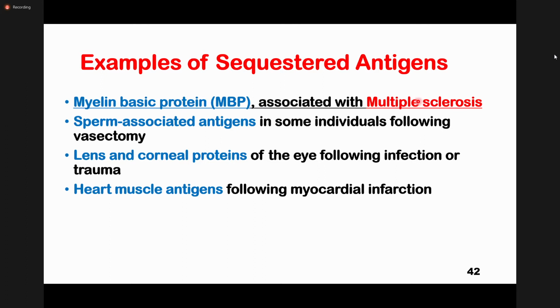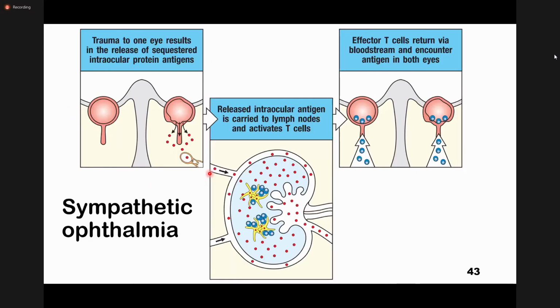There are other sequestered antigens in different forms, maybe in the sperm, in the lens, or also in the heart muscles. Here is an example in the eye. For example, because of trauma, antigens are released into the system, into the lymphoid nodes. As they pass through the nodes, they will affect your other eye as well, both eyes. So this is an example of sequestered antigens.